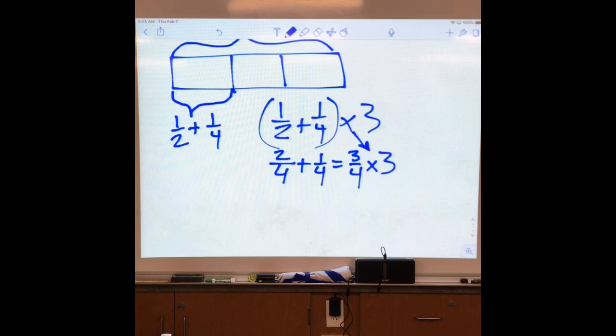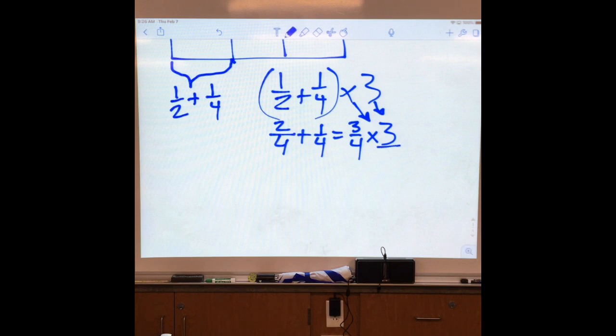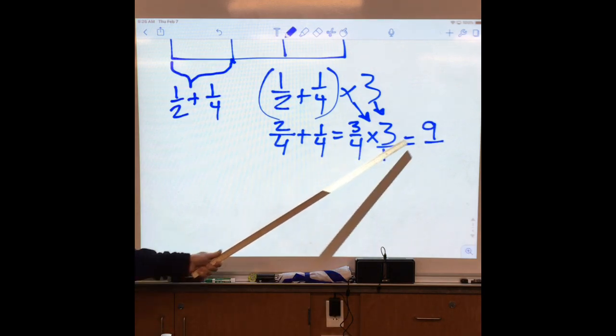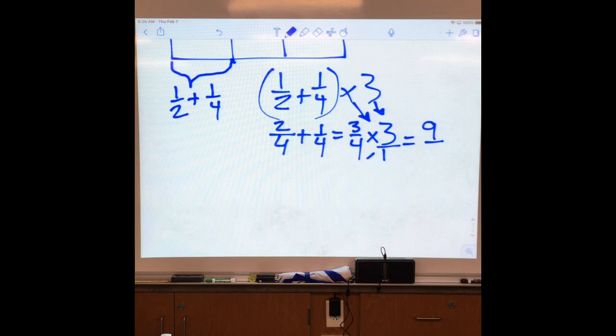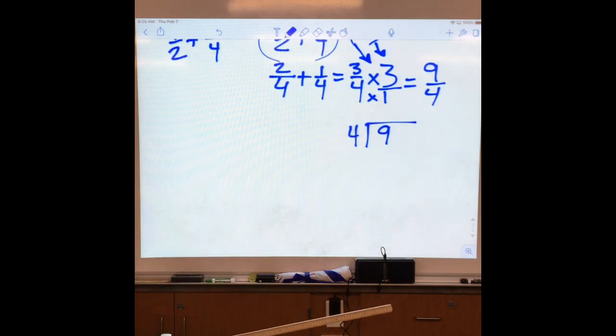We're going to bring that down and this down. So I could put a 1 under the 3. 3 times 3 is 9. 4 times 1 is 4. What would go inside the house? The top number, good job. And the 4 would go on the outside. How many 4s are in 9? 4 times 2 is 8. And it leaves us with 1/4. So we have 2 and 1/4.